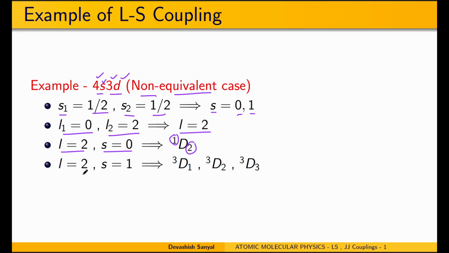And here we have L equal to 2 and S equal to 1. So J can take the values 2 plus 1 down to 2 minus 1, so it can take the values 1, 2 and 3. Since L is equal to 2, in the spectroscopic notation we have D. So we have D here, D and D. S equal to 1 means multiplicity is 3, and J is equal to 1, 2 and 3.